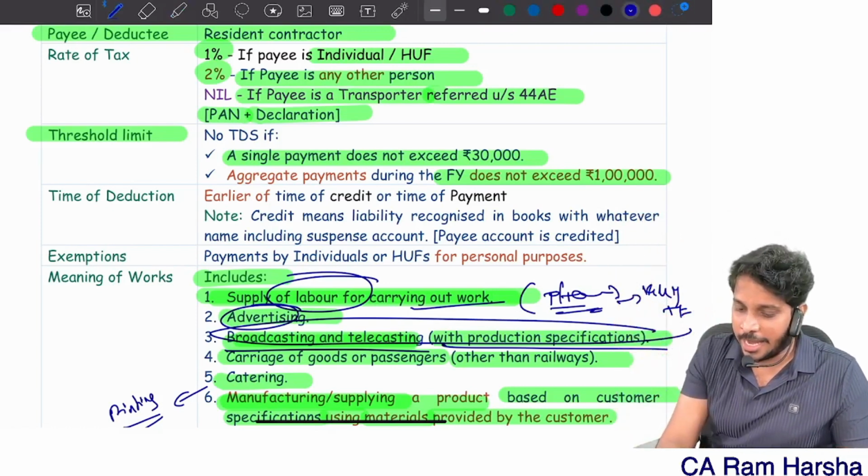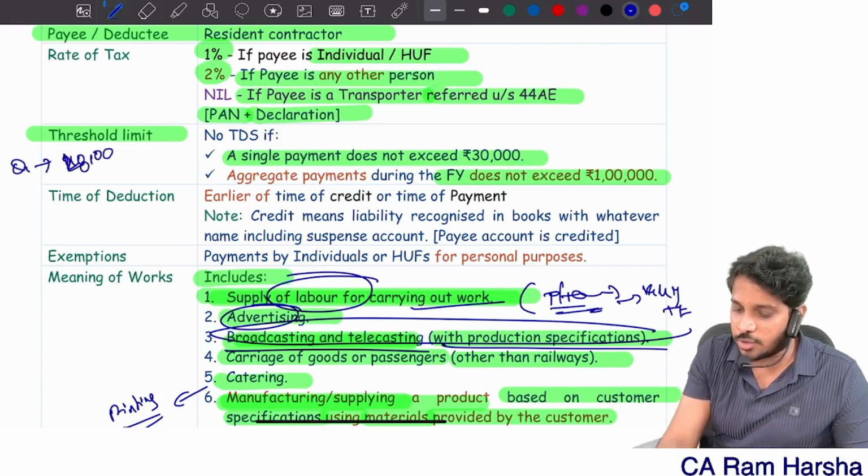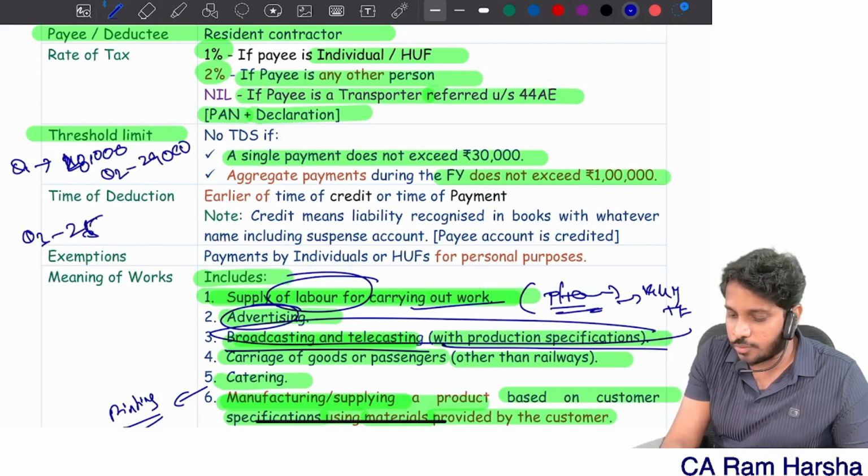For example, in quarter 1, I paid 28,000. In quarter 2, I paid 29,000. In quarter 3, I paid 25,000.